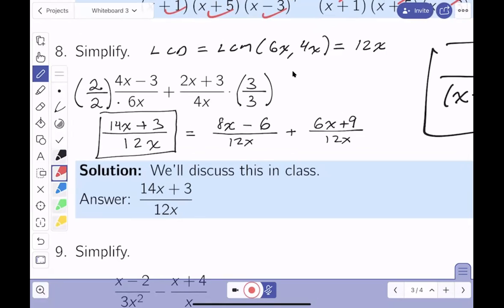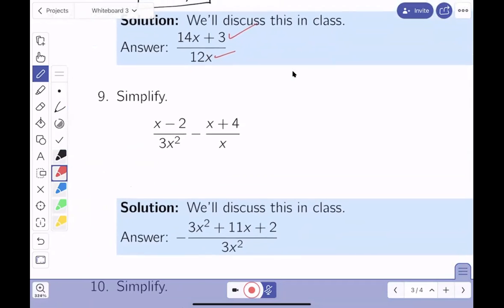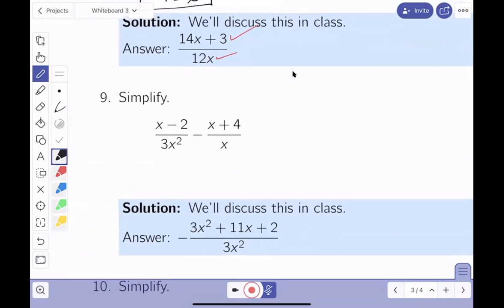Get your red pen out, see if you got it right. We did fine. Let's go to the next one, number 9. What I'm going to write down is the LCD, the least common multiple between 3x squared and x. And I'll write this down.